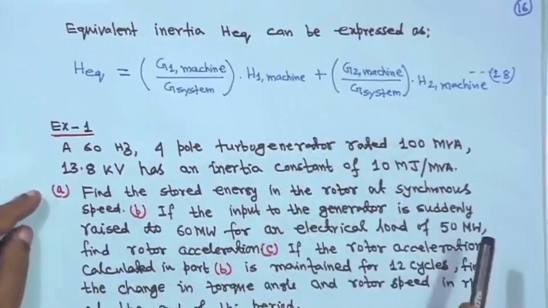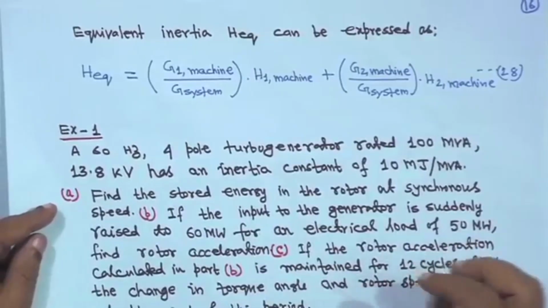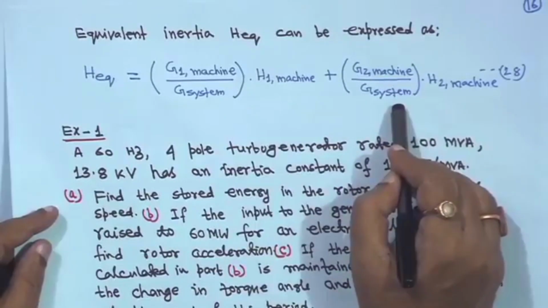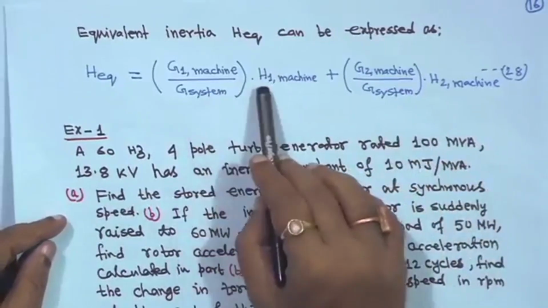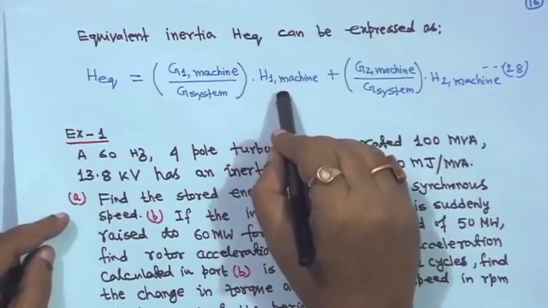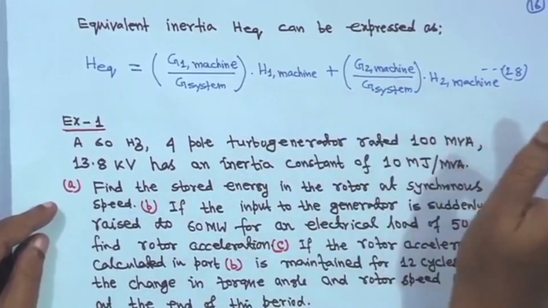So, this is the H equivalent, but for example, if G1 machine, G2 machine and G system, if all the values are the same, then basically it will be H1 plus H2. That means, for two machines connected in parallel, their inertia should be added if they have equal rating, otherwise you have to convert this way. So, now we will come to the example.